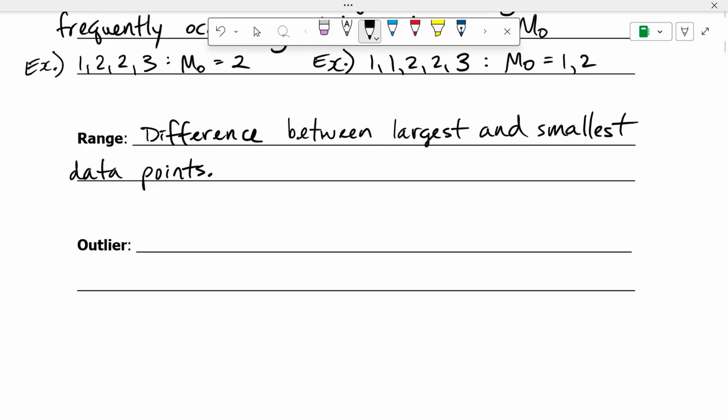So that doesn't tell us where the middle is. It's not a measure of central tendency. It's a measure of how spread out data is. The word for that is dispersion. It tells you how dispersed your data is. So dispersion, how spread out your data is.